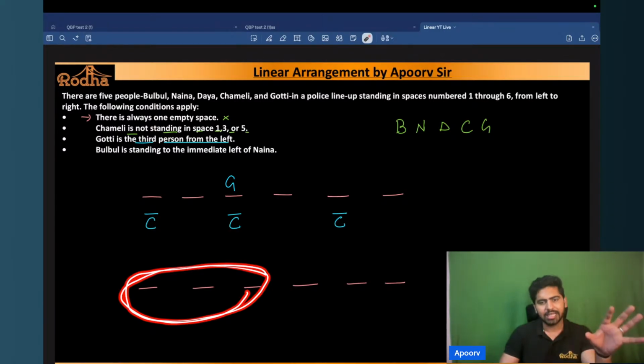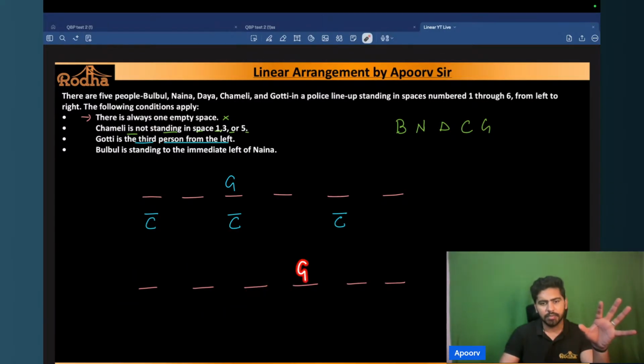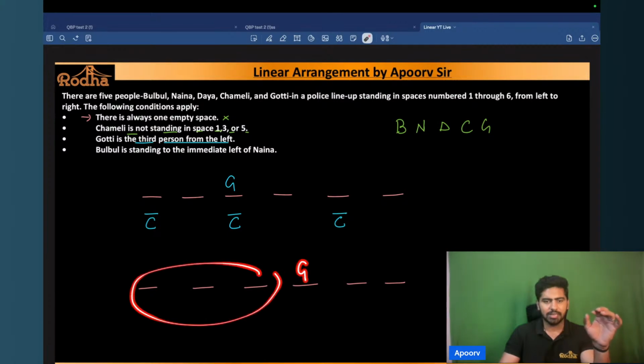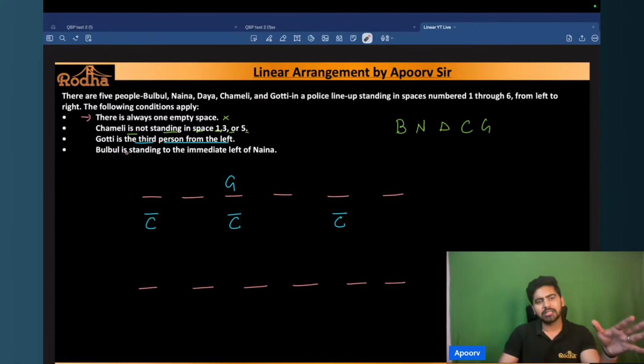In that case, can I say Gauti will always come here? If one of these spaces is empty, there will be two places where people are standing. So if Gauti is standing at the fourth place, still he is the third person from the left. Why? Because the statement is saying that Gauti is the third person from the left. It does not say that Gauti is standing at the third position from the left. So there's a difference. This is what you have to understand. You have to read the statements very, very carefully.